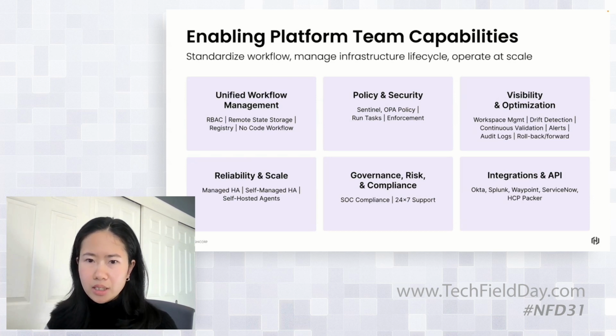Number 2 I have here is Terraform has the policy, security, and compliance that are needed by the cloud platform teams to minimize risk. So I need to have things like Sentinel, which is in Terraform, which is our policy as code. We have OPA policy, and we can leverage other policies from third-party vendors using run tasks. And then in Terraform, you can automatically enforce these policies.